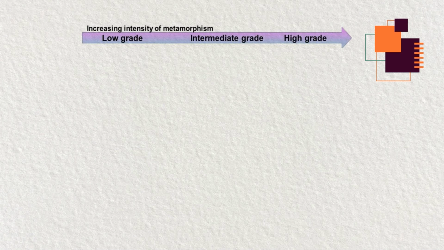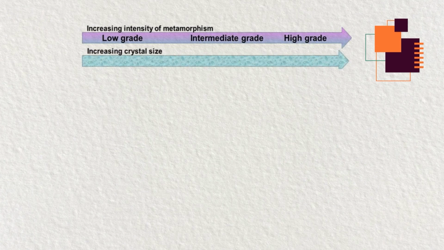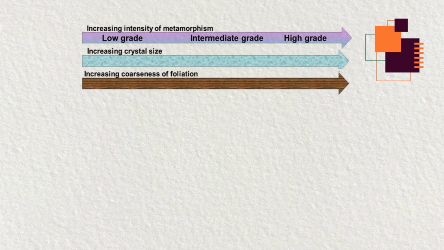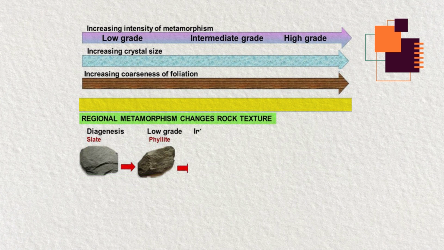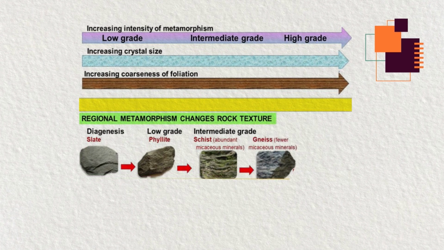Here is again a diagram which shows increasing intensity of metamorphism from low grade and intermediate grade to high grade metamorphic rocks. The increasing crystal size is also shown here, and regional metamorphism changes rock texture from slaty cleavage, low grade phyllite, intermediate schist with abundant micaceous minerals, gneiss with fewer micaceous minerals which shows banding, and high grade migmatites which also show banding.